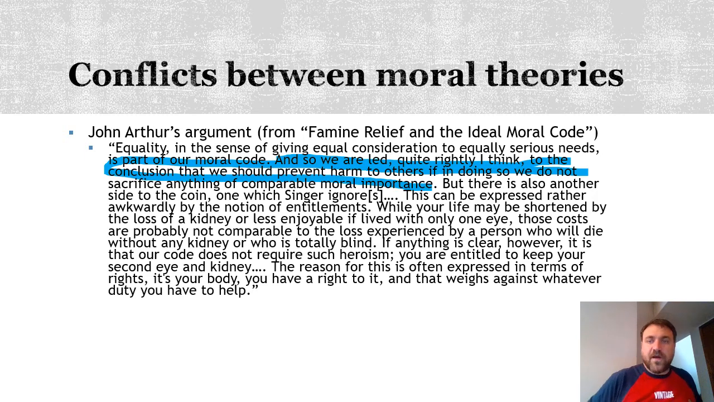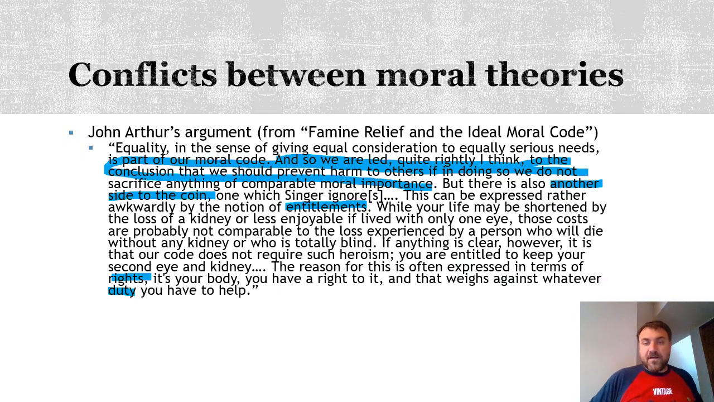he says, so we're led quite rightly, I think, to the conclusion that we should prevent harm to others if in doing so we do not sacrifice anything of comparable moral importance. Okay, so Arthur here is going to be granting that Singer's basic moral idea is a good one, right? That we really should, all in all, prefer better overall consequences, right? But then he says there is another side to the coin, right? One which Singer ignores. He says this can be expressed rather awkwardly by the notion of entitlements. He calls that here. But then, of course, later he talks about this notion of rights and duties, right?